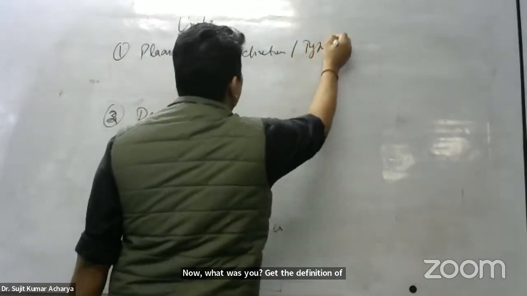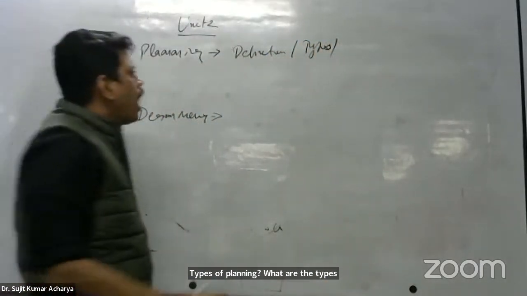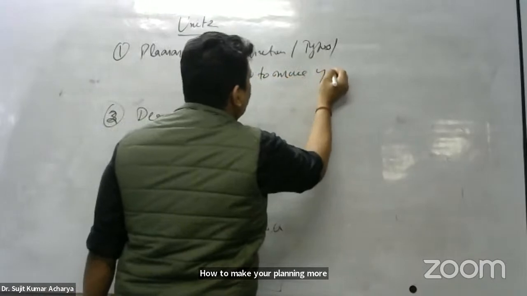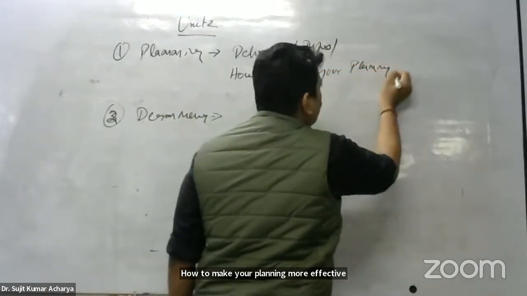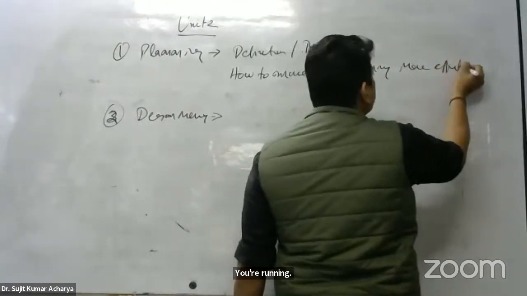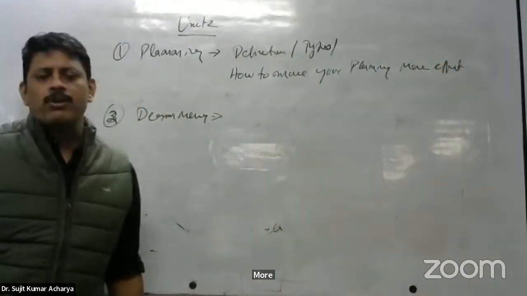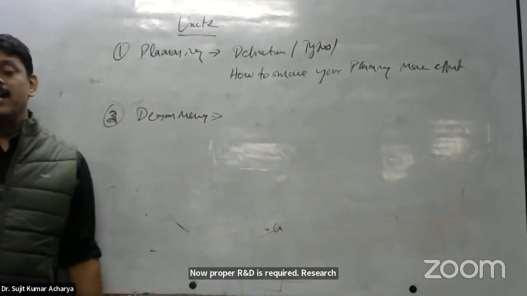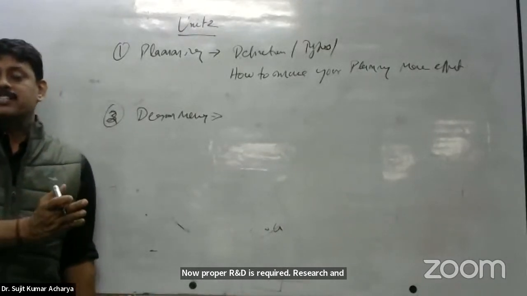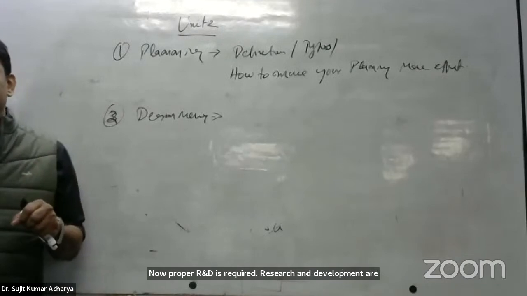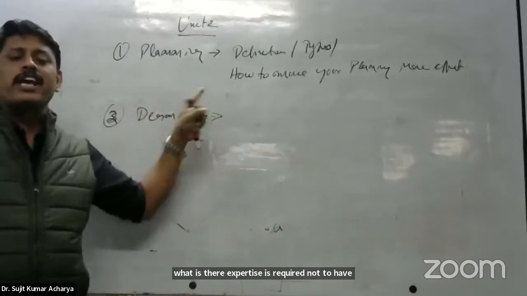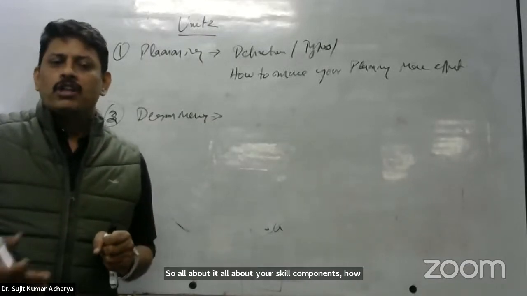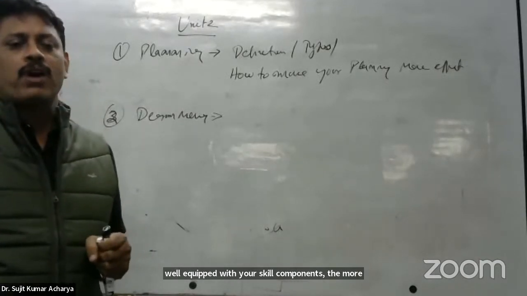Types of planning. What are the types of planning? Now, how to make your planning more effective? What steps do you need to adopt so that your planning will become more effective? Proper R&D is required. Research and developmental work is there. Expertise is required. You need to have knowledge of the previous activities. You need to have a grip on the activities. So it is all about your skill components. How well equipped you are with your skill components. The more skillful you are, the more effective the planning you are adopting.